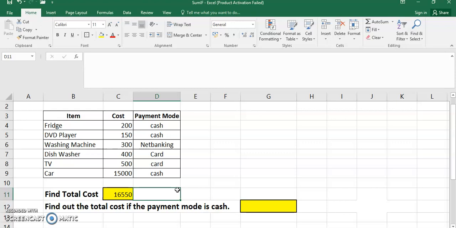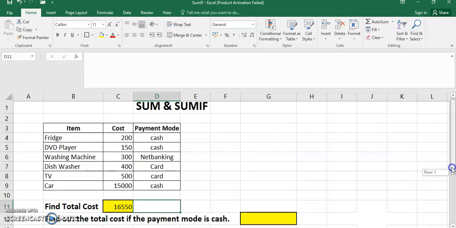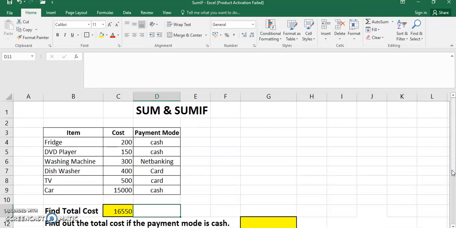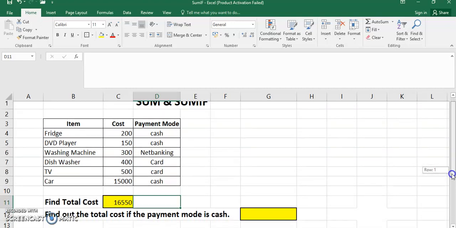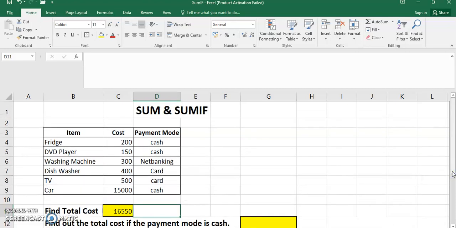Now, if I want to find out the cost if the payment mode is cash or card or net banking, it means we are doing the sum on the basis of a certain condition or criteria. This kind of summation is known as SUMIF. IF means a condition or a criteria. So we are adding some numbers on the basis of certain criteria. So I am adding the numbers on the basis of the cash payment.